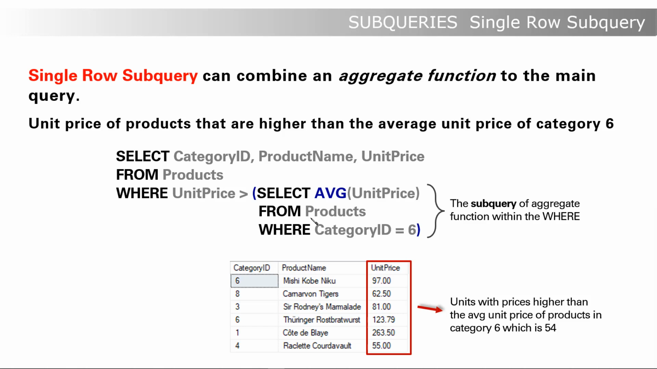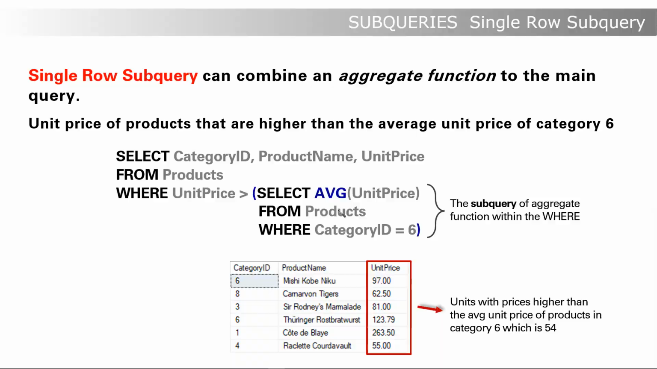At first, we need to understand what is the average price of category 6, and after we have this, we want to get all the categories and product names that are higher than this average unit price. Here we see categories 6, 8, 3, and so on, of these product names that their unit price are higher than the average price of category 6. And we know that the average price of category 6 is 54. We see we have 55, 263, and so on. All these prices of these categories and these products are higher than 54, that is the average unit price of category 6.